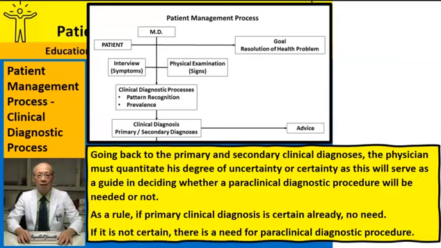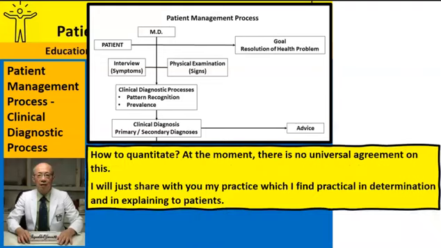Going back to the primary and secondary clinical diagnosis, the physician must quantitate his degree of uncertainty or certainty, as this will serve as a guide in deciding whether a paraclinical diagnostic procedure will be needed or not. As a rule, if the primary clinical diagnosis is certain already, no need. If it is not certain, then there is a need for a paraclinical diagnostic procedure.